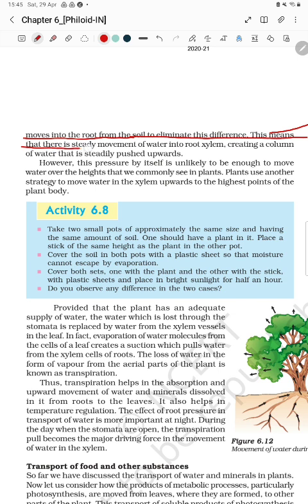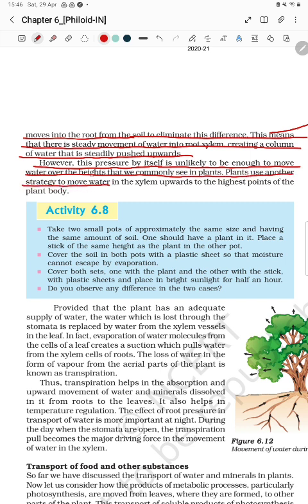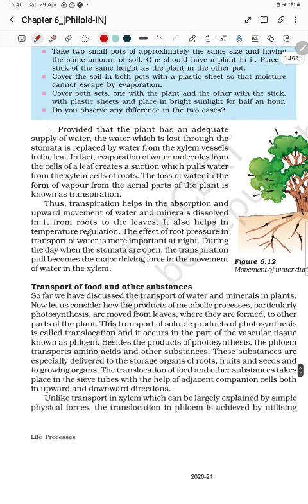This means that there is a steady movement of water into the root xylem, creating a column of water that is steadily pushed upward. However, this pressure by itself is unlikely to be enough to move water over the height that we commonly see in plants. Plants use another strategy to move water in the xylem upward to the highest point of the plant body, provided that the plant has an adequate supply of water.